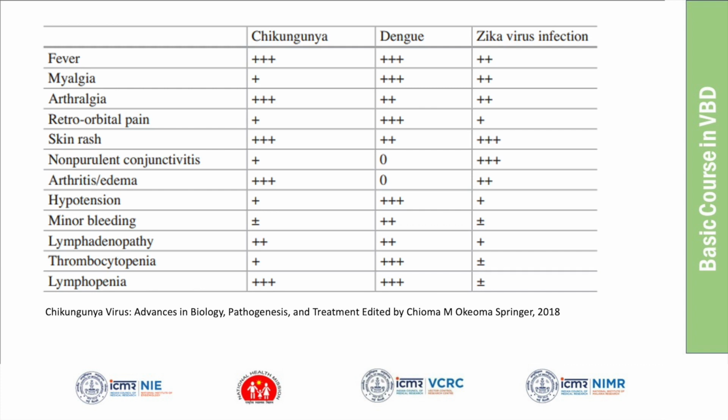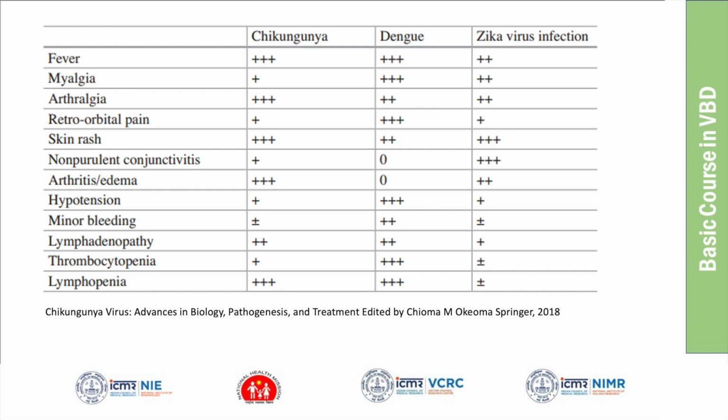Retroorbital pain means the pain behind the eyes. It is more in dengue. Skin rash is much more in chikungunya as well as Zika virus. Very good. Arthritis, that means the edema, is much more in chikungunya, but it is not found in dengue.